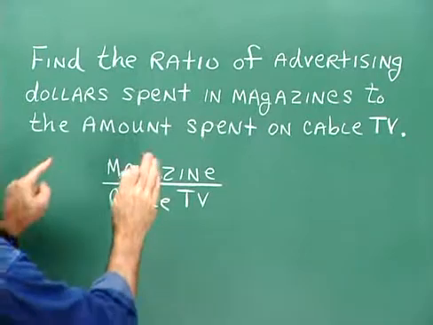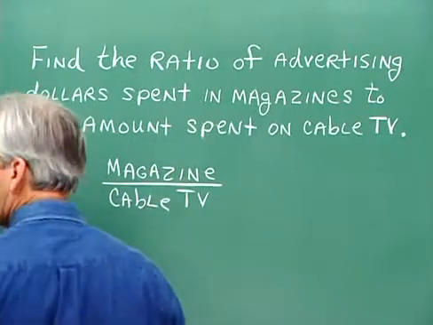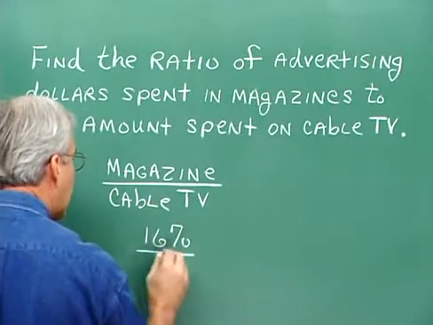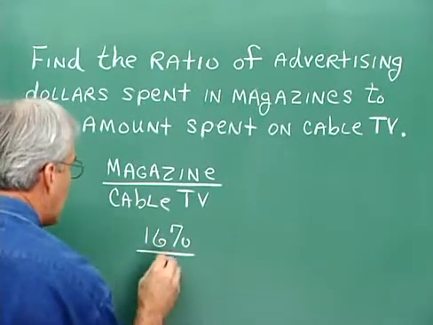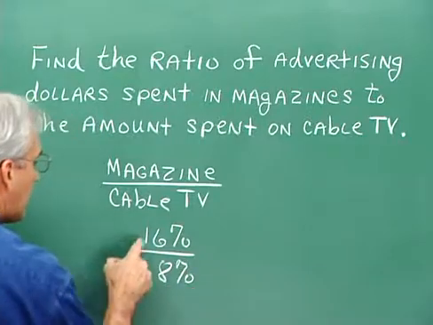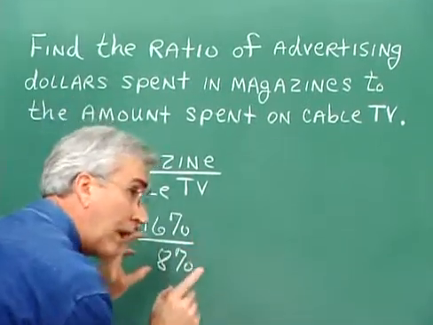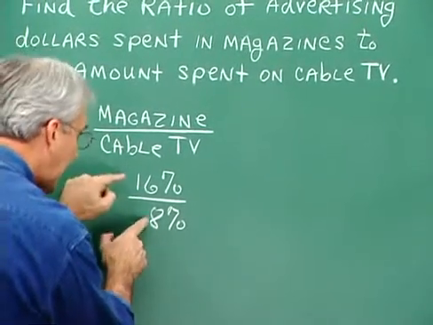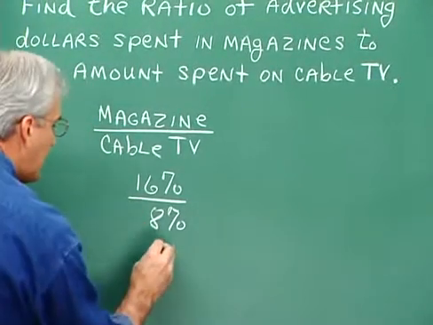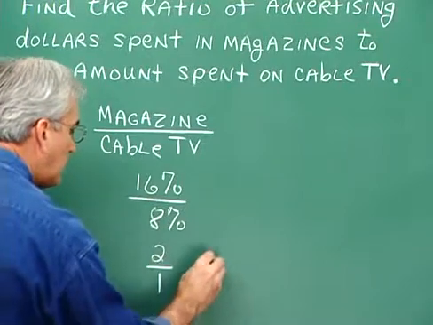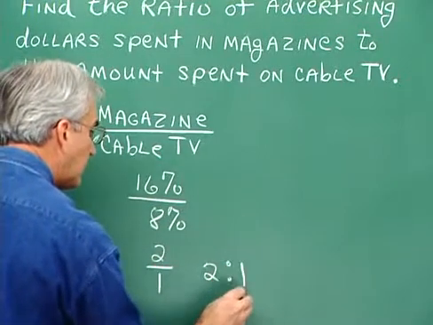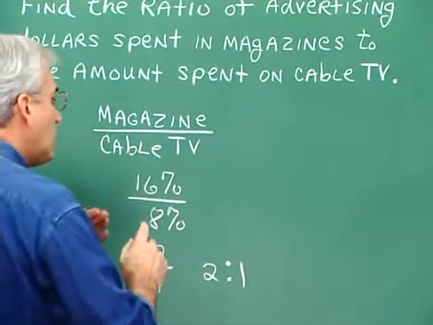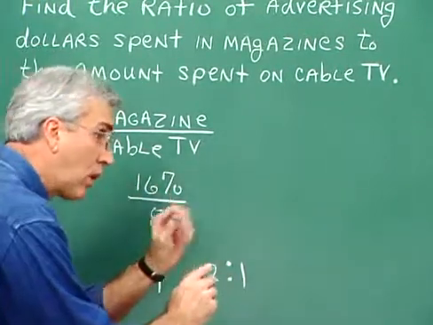And the percents associated with these are, well, I'll look back over here for magazines, it's 16%. And for cable TV, it's 8%. And it's pretty easy to see that the numerical ratio, the 16 over 8, is just 2 to 1. 8 into 8 goes 1, 8 into 16 goes 2. So this is just a ratio of 2 to 1, which we can also write like this if we want to.